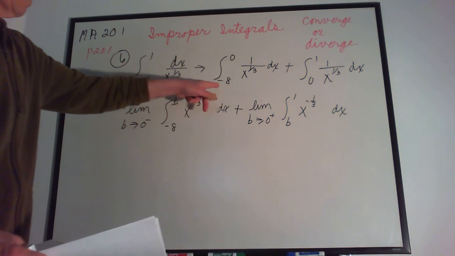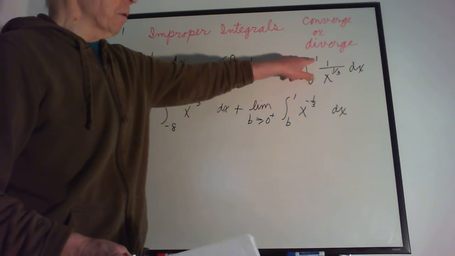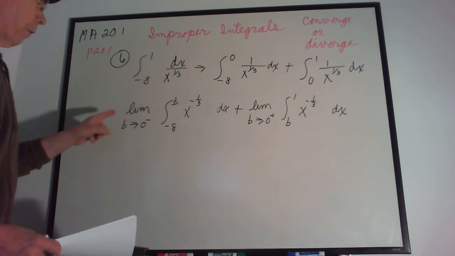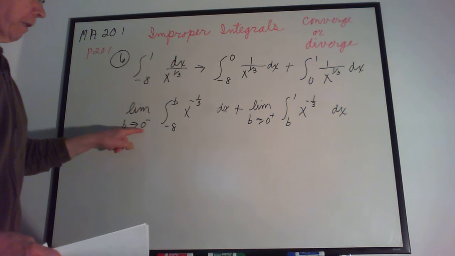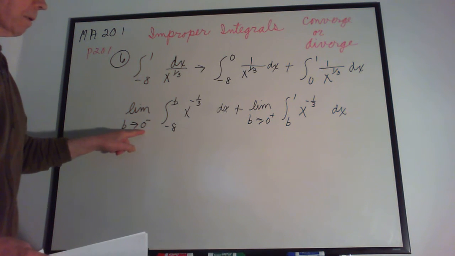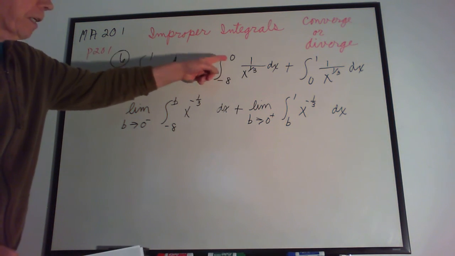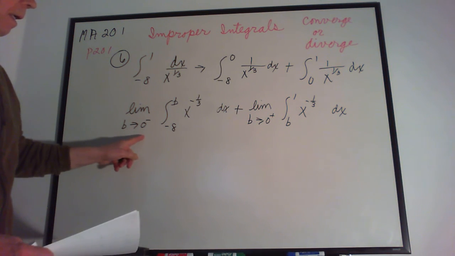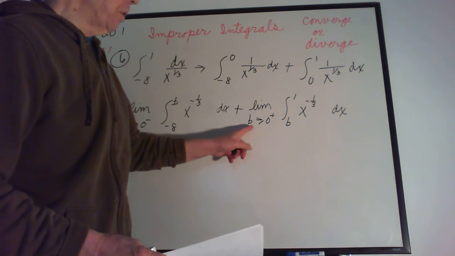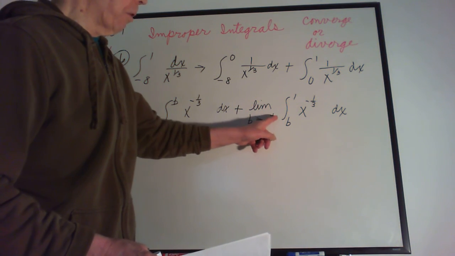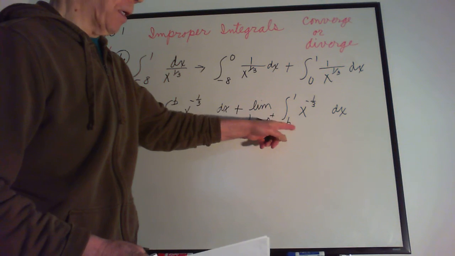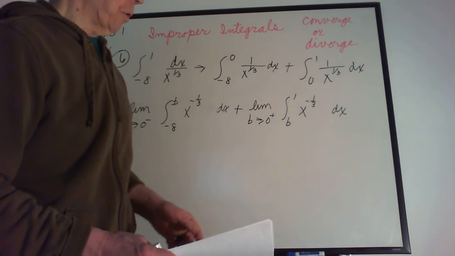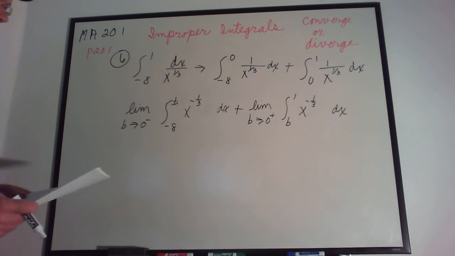All right, so it's broken up from negative 8 to 0 and 0 to 1. I wonder what the limit is. b goes to 0 from the negative side. All right, so as it approaches 0 from values that are less than 0. And then I want to know what is the value when b approaches 0 from the positive side. So b is going to be greater than 0 going towards 1. All right, so integrate it and see what the limits are. Pause the video.